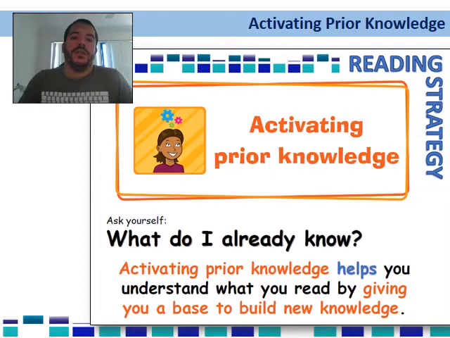Activating prior knowledge is all about asking yourself, what do I already know about a topic or a subject before you start reading it? By doing it before you start reading, you're establishing a base of knowledge that you're going to build on when you actually start reading or watching the text.